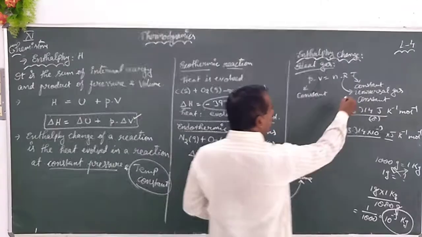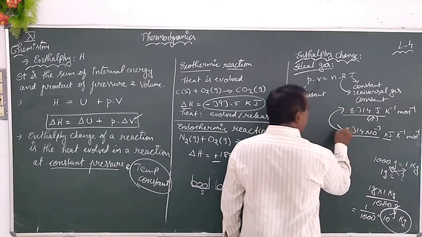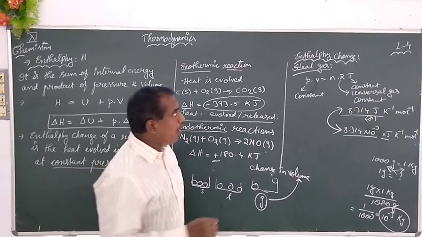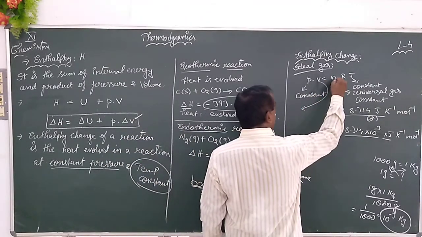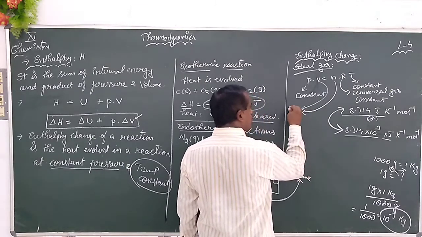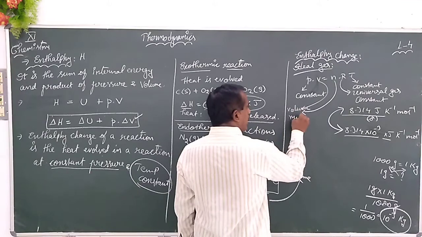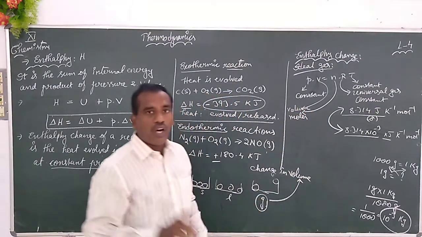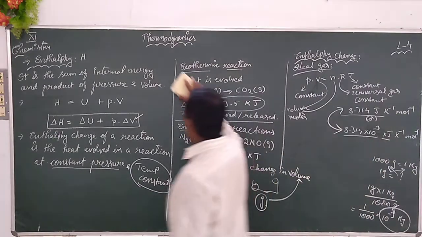Now this universal gas constant value is constant; either joule or kilojoule you can use. Now what can be changed? The things that you can change are the volume or the number of moles. Either you can observe a volume change, or you can observe a change in the number of moles.